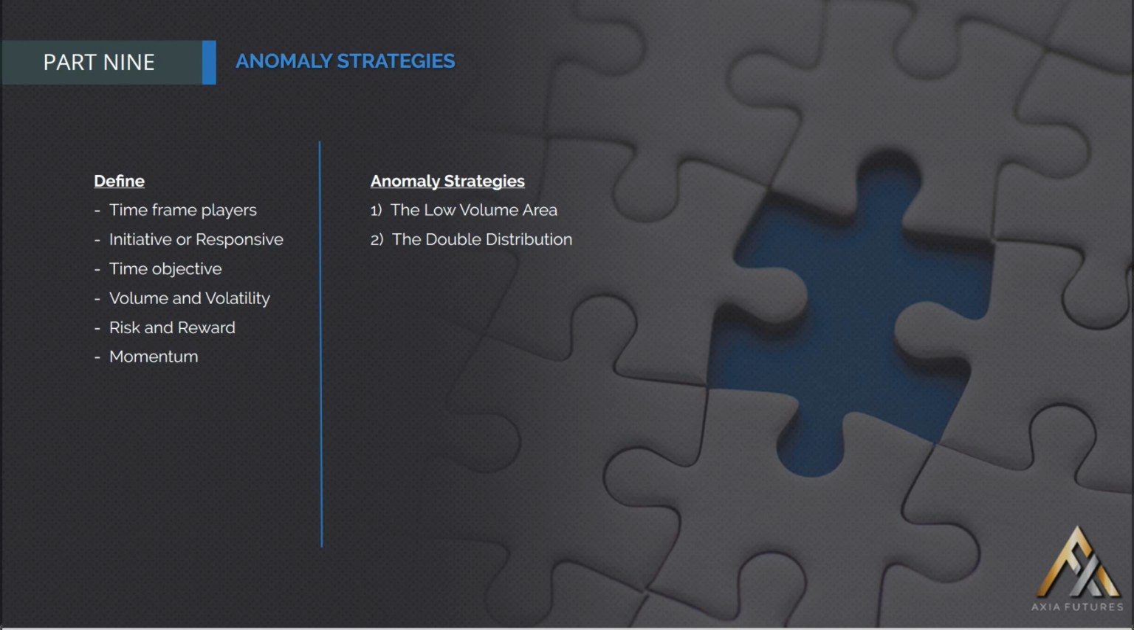We're going to firstly define this first category of strategies. And I'm going to define it by starting off with regards to the time frame players. Now, remember, anomaly strategies include things like low volume areas, bad highs, bad lows, high volume areas, anything that shows a distribution is not normal. So what you want to interpret is the following things. Firstly, what sort of time frame players would you expect to see in anomaly type strategies?